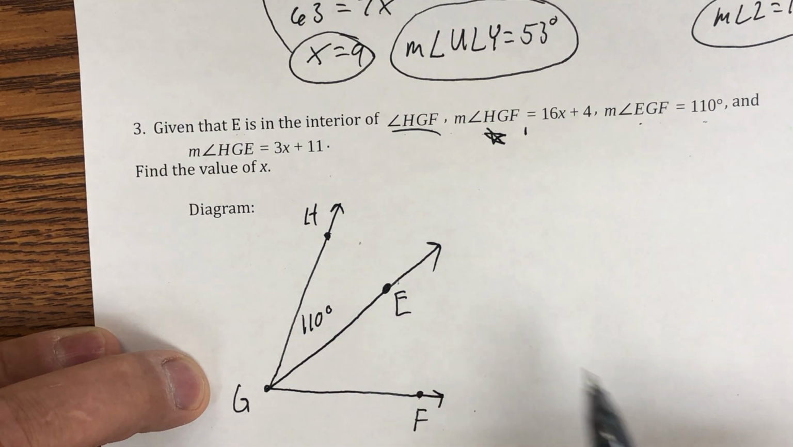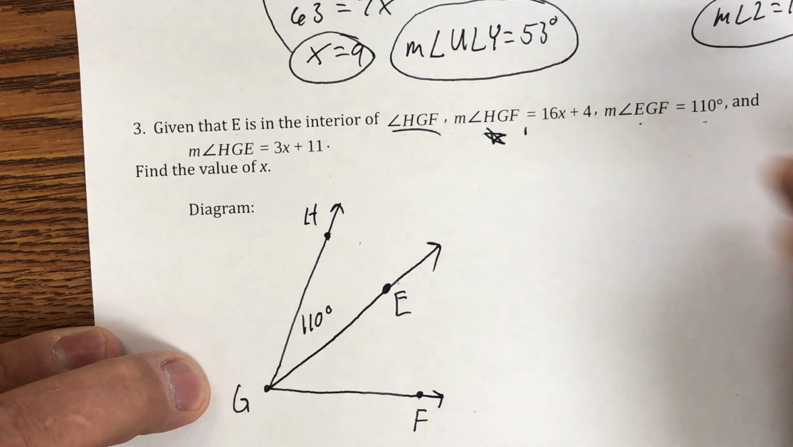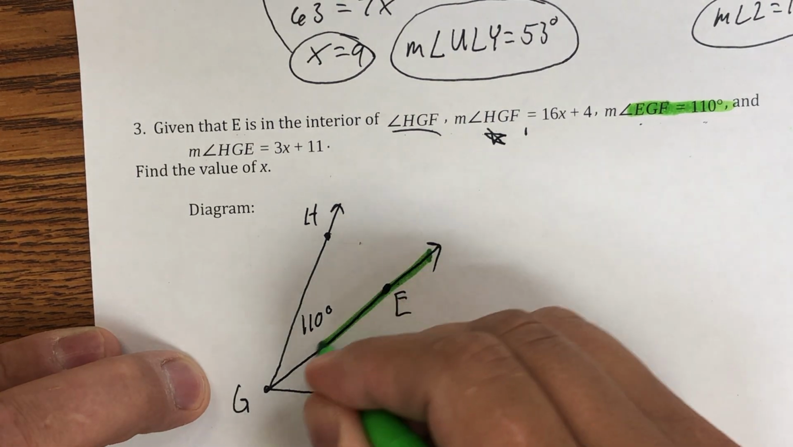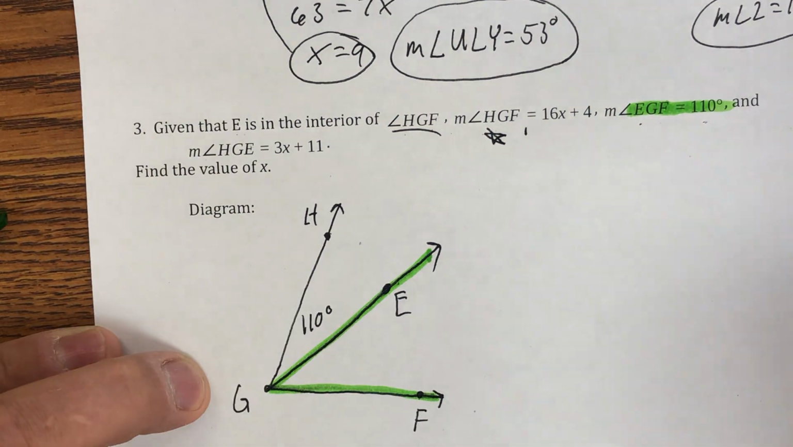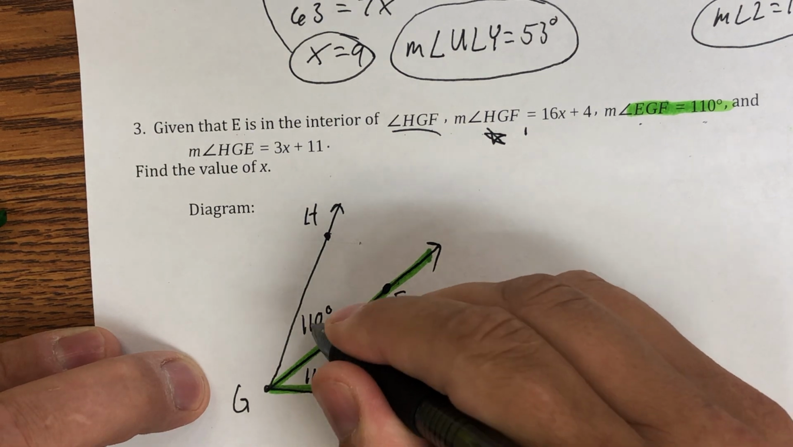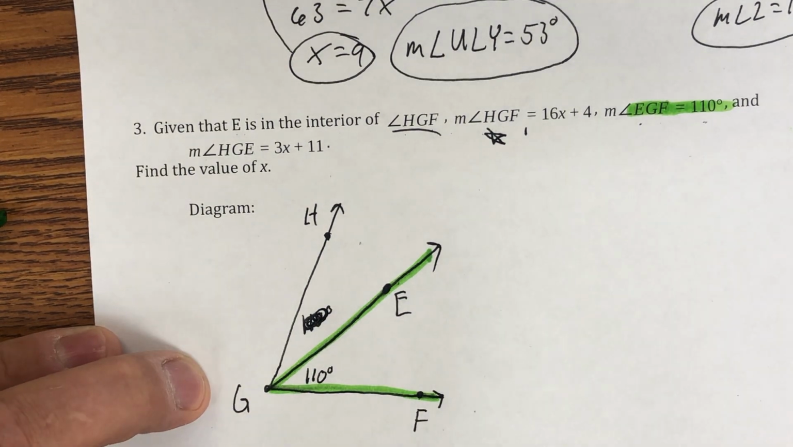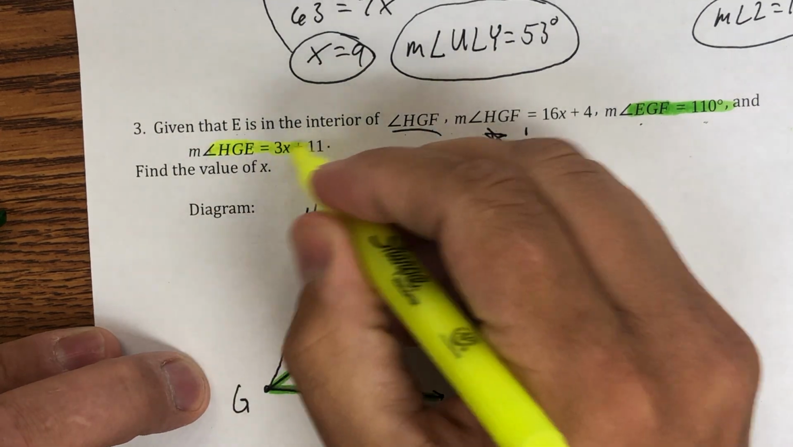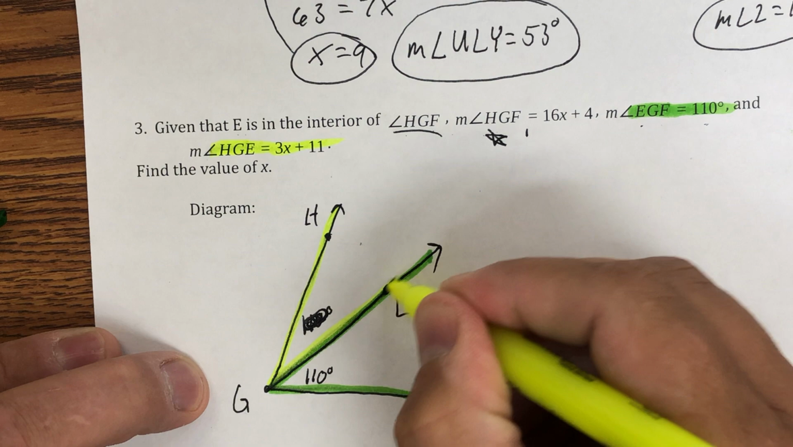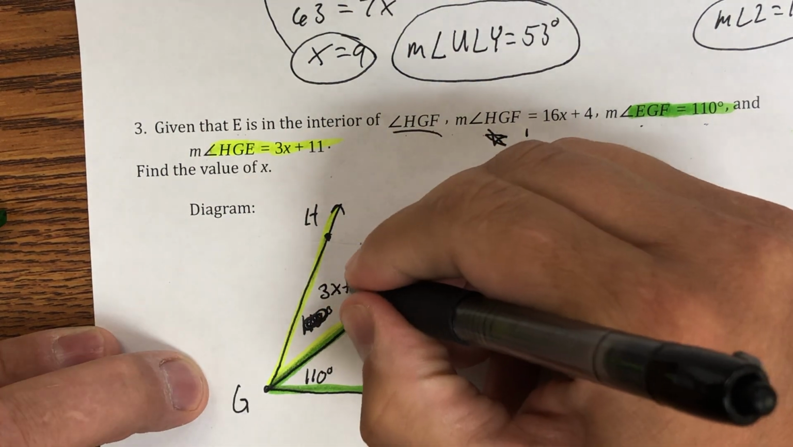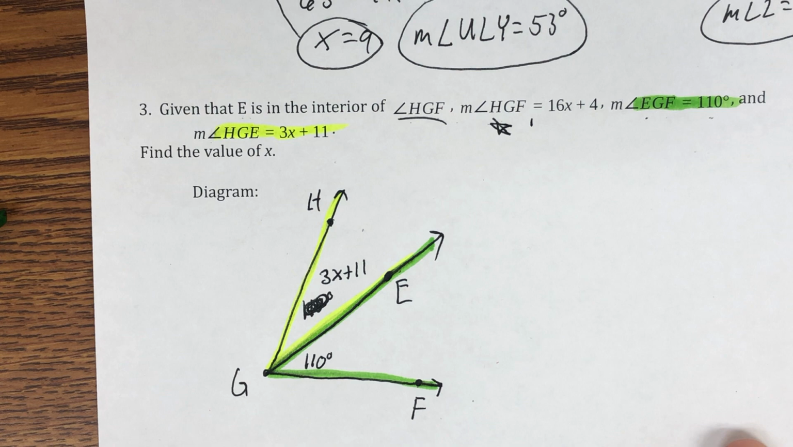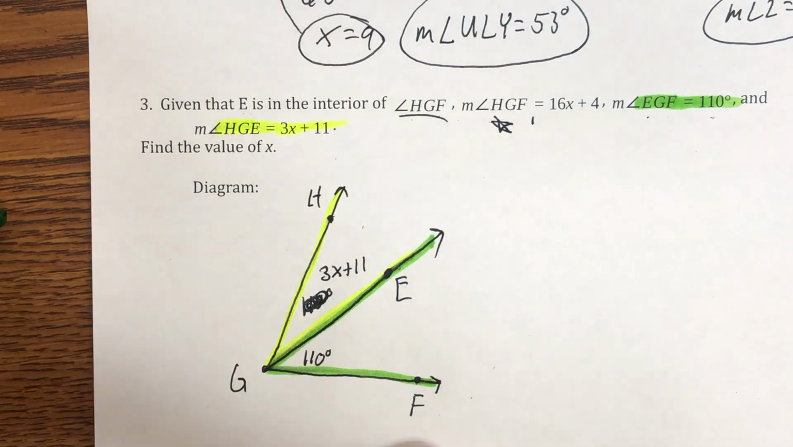I made an error. I have to backtrack. Made a mistake. My fault. Angle EGF. That's the bottom one. I labeled it as the top one. So EGF is 110. That was incorrect. Gonna erase it. I'm gonna cross it off. And the top one, angle HGE, is 3x plus 11. There we go. So I kind of caught my mistake when I was trying to label that second angle twice, so I went back and double checked. Okay, so if you run into that, it can happen. Lots of letters there. You'll kind of run across how you made an error at some point in that problem.